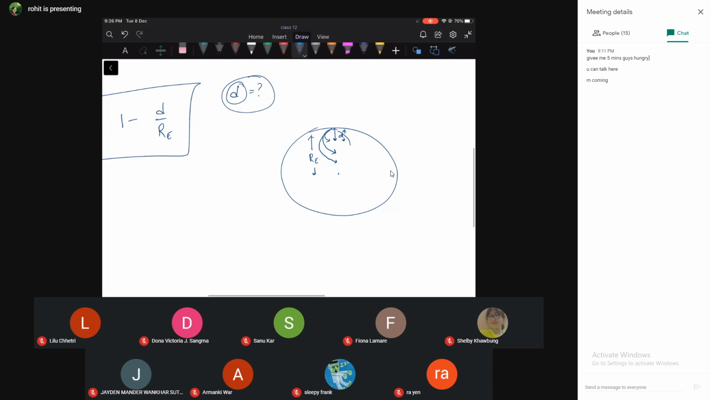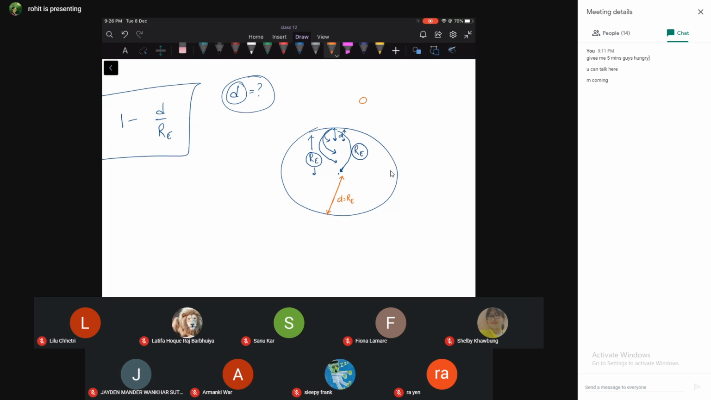But if we reach the center, I'm repeating again, if we reach the center, the depth will exactly become equal to Re. I hope you understand how we are calculating the depth. If I go from here to here, depth is less than Re. But if I reach somewhere there, the depth is exactly going to be equal to how much? Equal to Re. So what is the lowest value of depth you can have? The lowest value of depth you can have is 0.